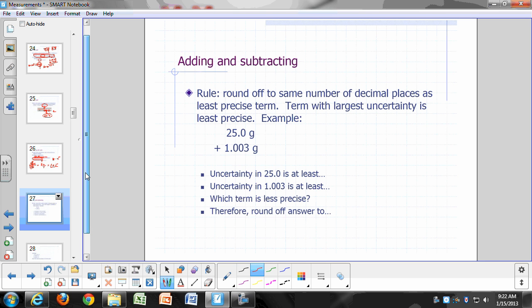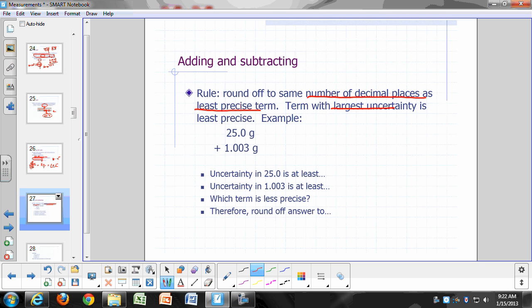When you are using measurements in calculations, there are uncertainties in your measurements, so you would expect the answer to have uncertainties as well. The way you express your answer should reflect the uncertainty in the numbers you used to get it. So the rule is, if you're adding or subtracting, you round off your answer to the same number of decimal places as the least precise term. The least precise term is the one that has the largest uncertainty.